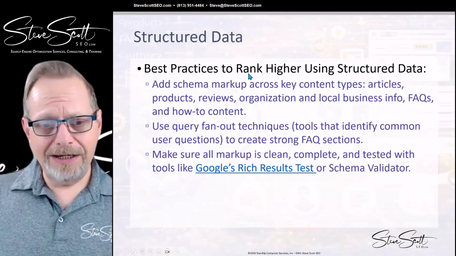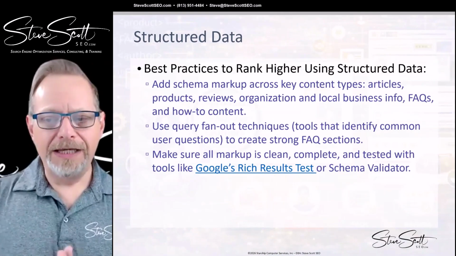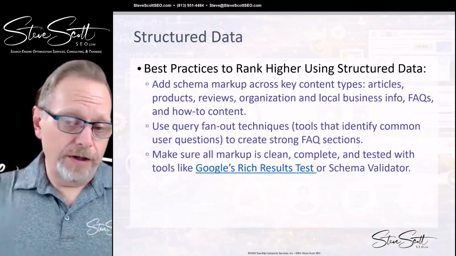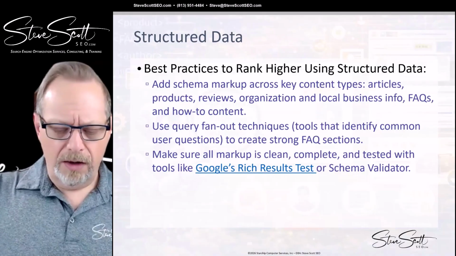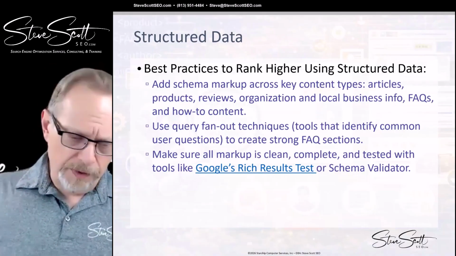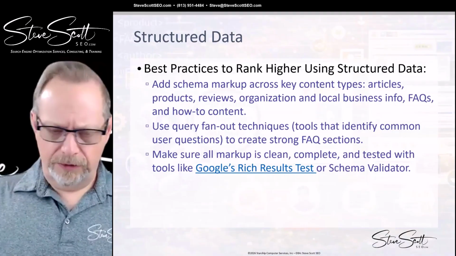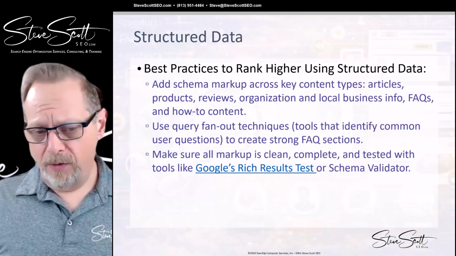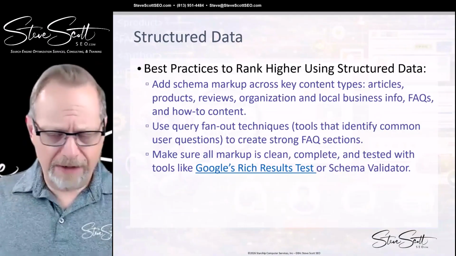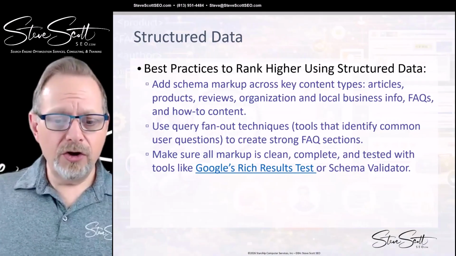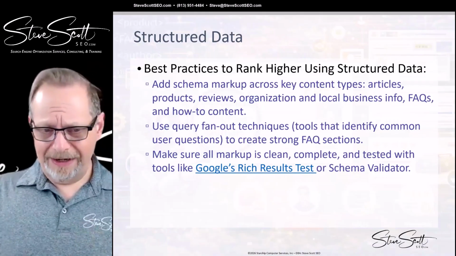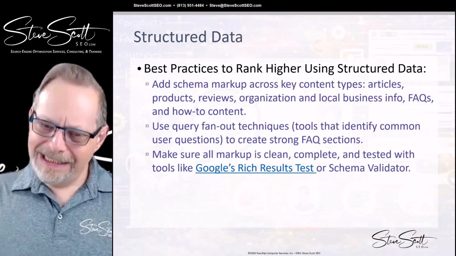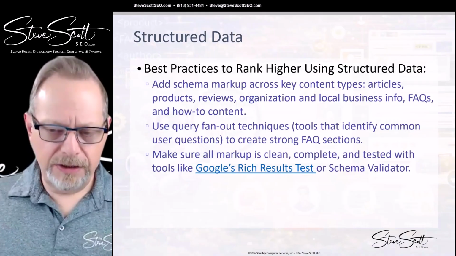So your best practices here are to add your schema markup across all the key content types. Think about articles, what's your content, your products, your reviews, your organization, like what's the name, what's your logo, what year did you start your business, and so on. Your local business info, your hours, do you accept credit cards, things like that, right? FAQs, and then the how-to content, right? That's especially going to be important for those AI informational queries. And then you use query fan-out techniques. These are just tools that identify common user questions that help create strong FAQ sections. It's really about getting detailed under the hood about each of those parts, right?